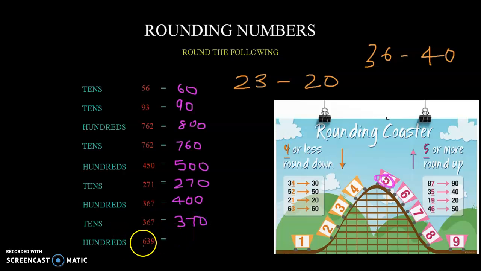Okay, now what about the 639? It says hundreds, so it's a 39. The 3 is going where? Up or down? Up. It's going up? I mean down. Good job. So what is it? 600. Good job.